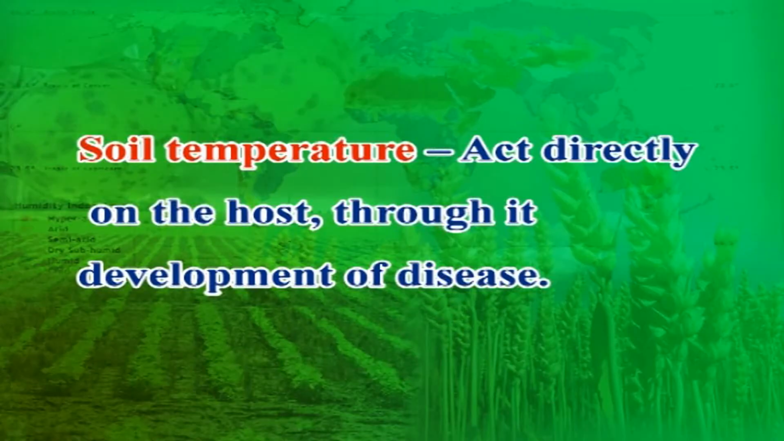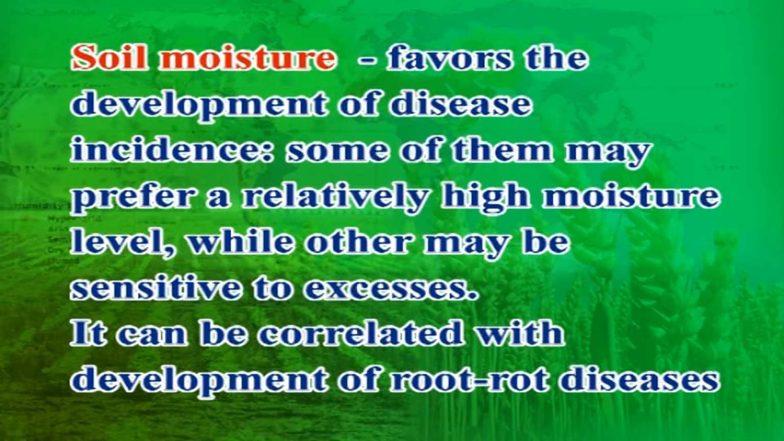Soil temperature acts directly on the host through its development of the disease. Soil moisture favors the development of disease incidence. Some pathogens may prefer a relatively high moisture level, while others may be sensitive to excess. It can be correlated with the development of root rot diseases.